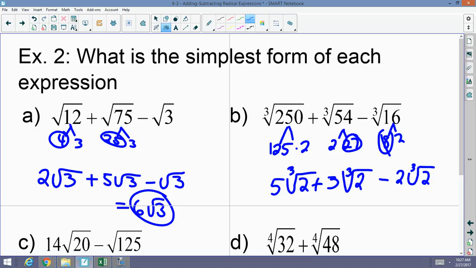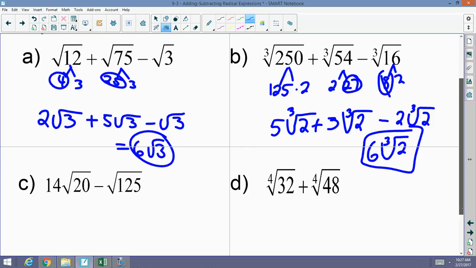Yes, thank you. So now they're all like radicals. They're all cube roots of 2. So 5 of them plus 3 of them minus 2 of them, we've got 6 cube roots of 2. Make sense? Pretty simple, right? But you got to know how to break them down.